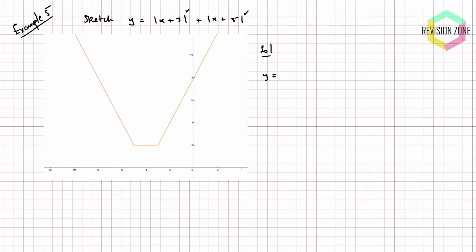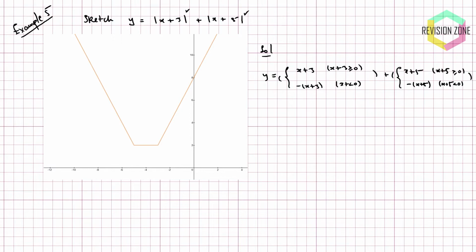So we can have y equals, well, it's going to be x plus 3, and that's for whenever x plus 3 is not negative. And then it's going to be minus (x plus 3) entirely, and that's whenever x plus 3 is negative. And of course, all of that is being added on to the second branch, which is going to be x plus 5 for whenever x plus 5 is not negative, and minus (x plus 5) whenever x plus 5 happens to be negative.